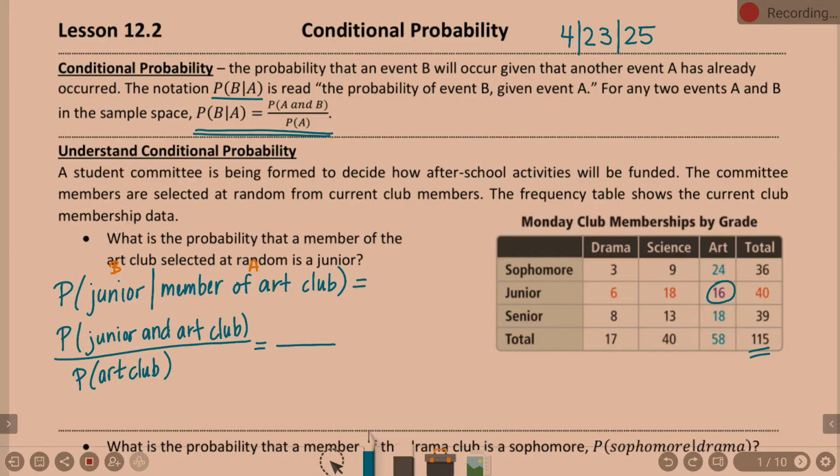So if I'm just looking at the numerator, probability that a student is a junior and in art club, there's 16 of those students out of a total of 115. So what I'm saying here is the top probability is 16 out of 115. Yes, I'm going to have a fraction over a fraction, but we'll make it better, I promise. Denominator. What's the probability that a student is a member of art club? 58. There are 58 students in art club out of 115.